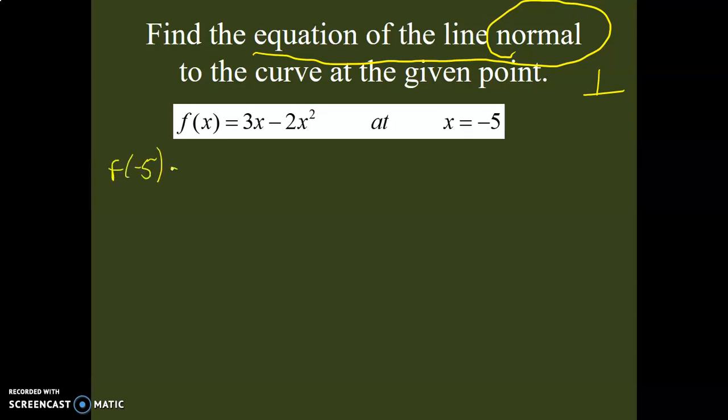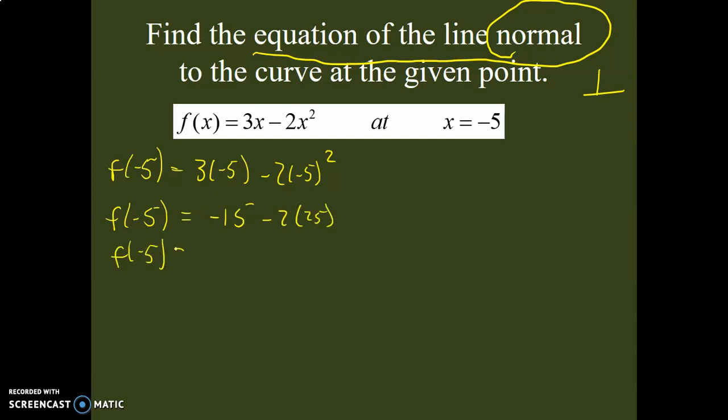F of -5 would be 3 times -5 minus 2 times -5 squared. F of -5 would be -15 minus 2 times 25. F of -5, -15 minus 50. Sorry about that. F of -5 would be -65. All right. Now I need a slope, and to find the slope, we're always going to be using the derivative.